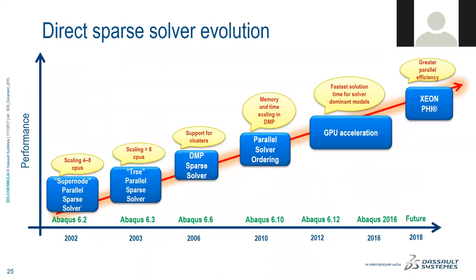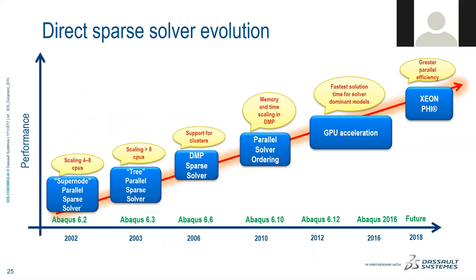Now going into the direct sparse solver. Initially in version 6.2, it was scaling up to 4 to 8 CPUs. Then it started scaling support for clusters, and then there is this new concept in 2010 for parallel solver ordering. Basically those scale for time and memory, so you can use multiple compute nodes in a cluster. Then with the initial introduction of GPU, you can get a good acceleration for the parallel solver.